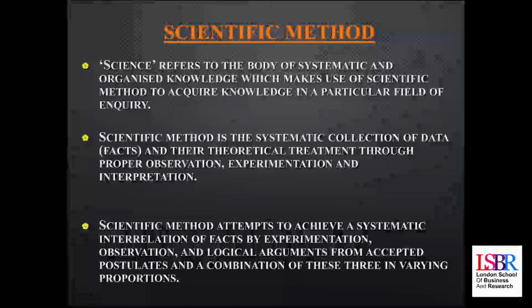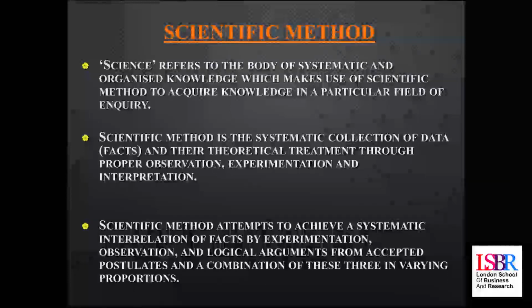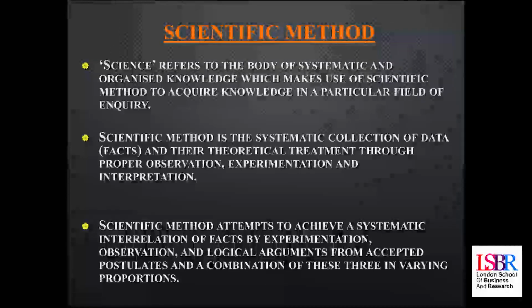So a scientific method attempts to achieve the systematic interrelation of facts by experimenting, by observing, and through logical arguments. Now, the three of these are quite important, okay? It's about experimenting with the data that you have. You're not going to get it right first time. You might do. I'm not going to say you can't. It's not impossible. But the likelihood is the way in which you interpret data will evolve. Okay, you'll get better at it. The more you do it, the more practice you have, the better you'll become at being objective.